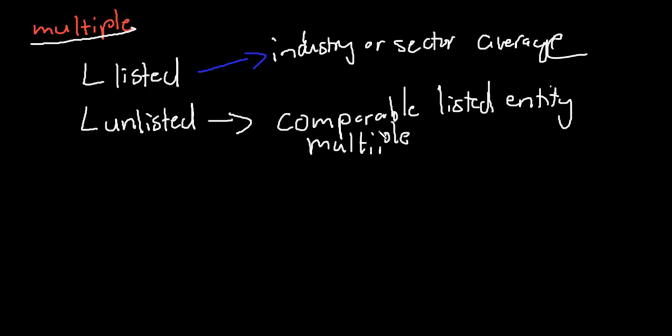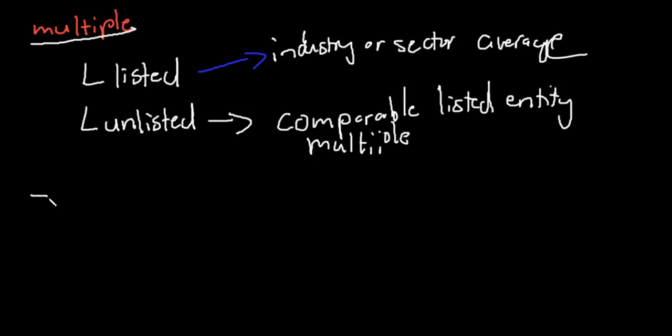So therefore, we always use a comparable listed entity multiple in order to determine that multiple. Now, we've referenced multiples quite a few times, and you now understand the perspective of a multiple when you're looking at a listed entity and an unlisted entity. But what exactly do we mean by multiple, and what are the types of examples of multiples that we get?